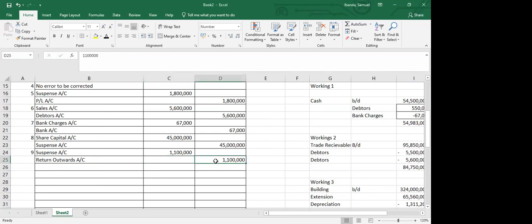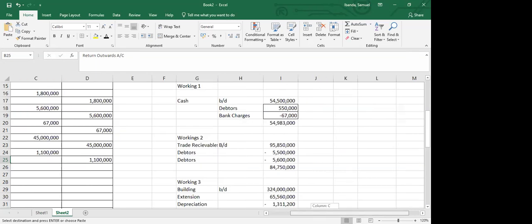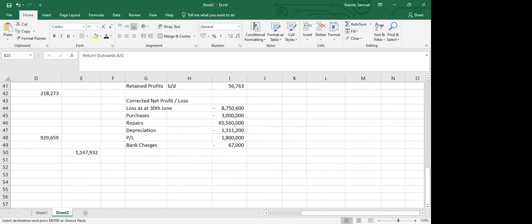Now, since these returns come to reduce purchases, and remember, purchases reduce our profits, if they are reducing our purchases, it means that they are cushioning us on the higher purchases that would have been deducted from our profits. So if the return outwards are high, they will reduce our purchases, and if we are reducing our purchases, it means we shall have a higher profit. Because remember, higher purchases, lower profits. So the return outwards, when I'm taking them into my corrected profit, I'm basically going to add them. They were 1.1, like that. Okay.